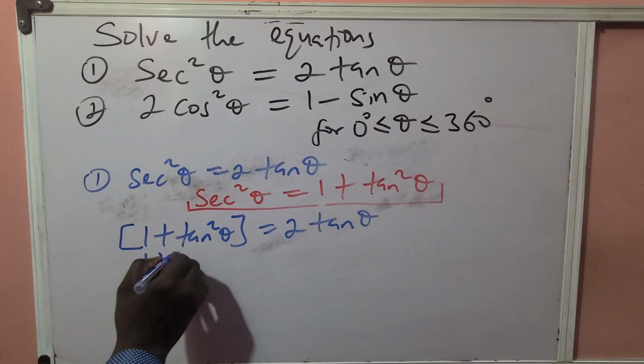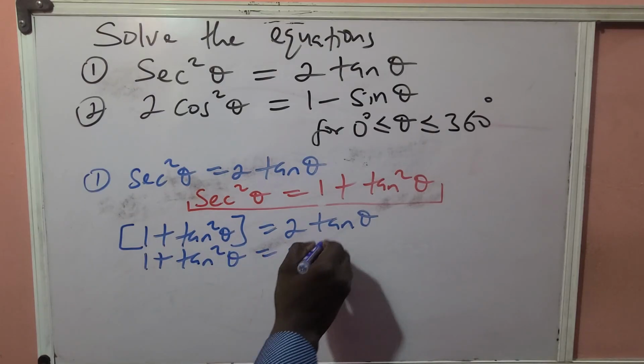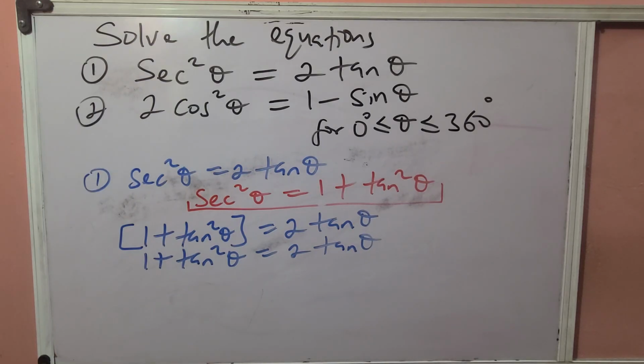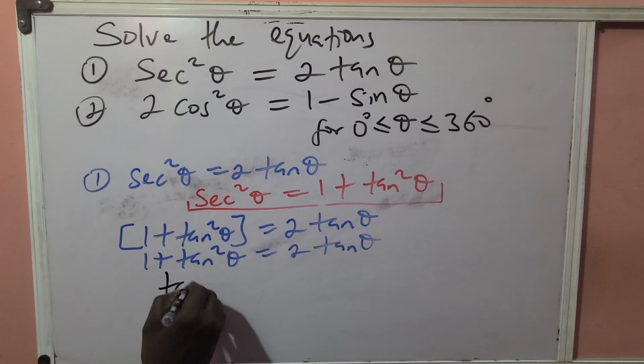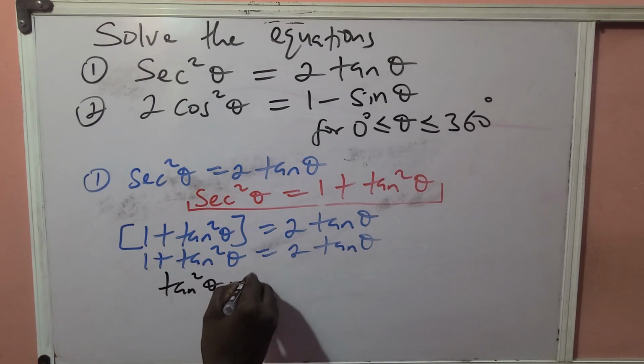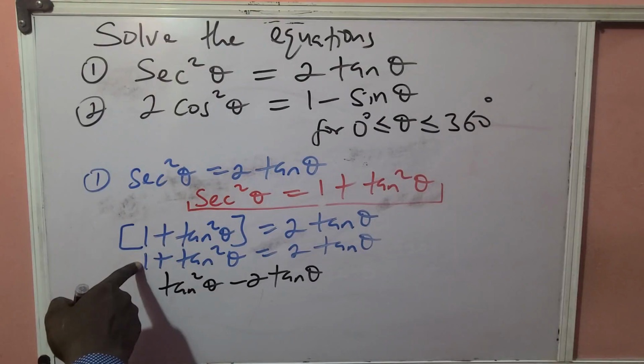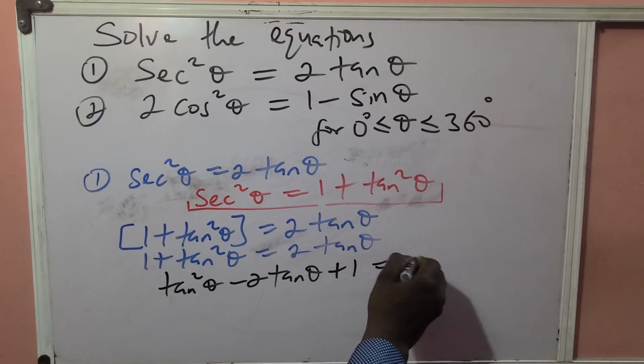Now I can go on to open this. This is 1 plus tan square theta equals to 2 tan theta. It's always very good practice to always make use of your bracket every time. So looking at this now, I can go on to bring all these things to one side of the equation, because I can deduce already that this is taking me towards a quadratic equation. So looking at what we have here, I can have tan square theta. Bringing this in, I have 2 tan theta. I brought this in here to the left hand side. Of course, this is plus 1 equals to 0.